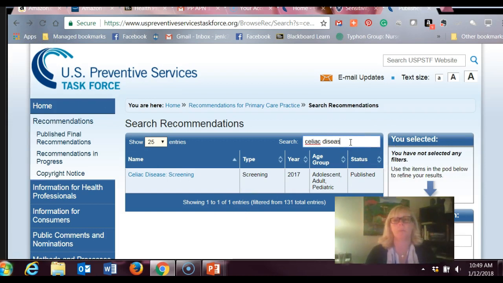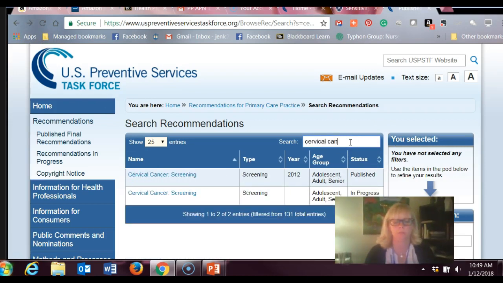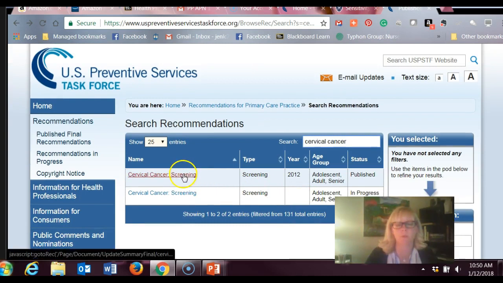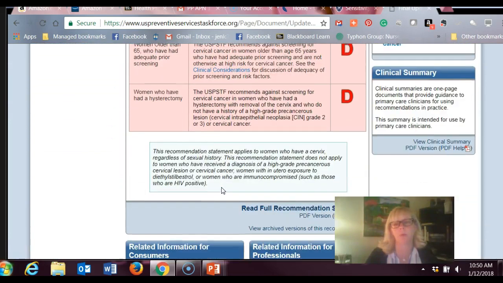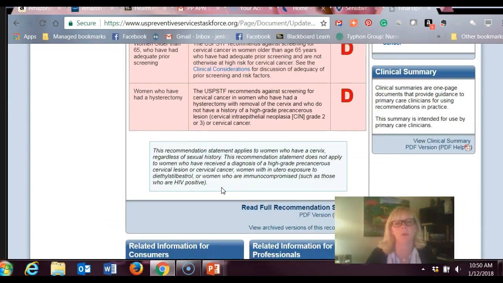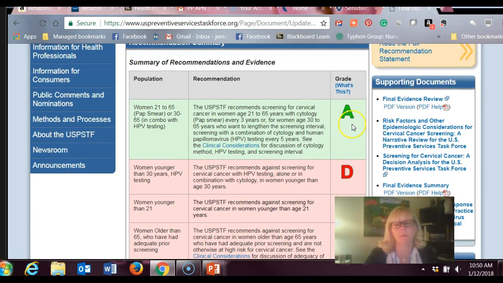And I'm going to look up cervical cancer. All right, so now as you see, this one came out in 2012. It looks like a new one's being worked on right now. I don't know what those changes are going to be. Okay, here's a good example of seeing multiple recommendations. So we know for sure, it's a level that we know for sure that the benefits outweigh the risks.